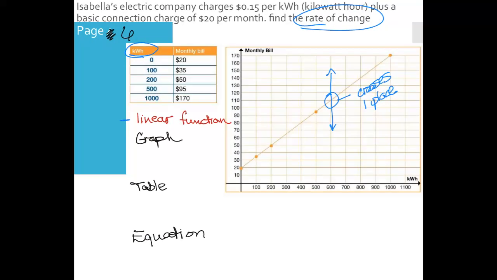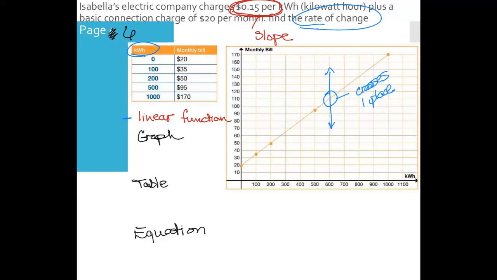Ah, 15 cents per kilowatt hour. So you're saying this is what part? What do we call that? It goes in front of the x. What do we call that in front of the x? Slope. Yeah, this is your slope. Okay. And the basic connection charge of $20, what's that called? Yes, y-intercept.